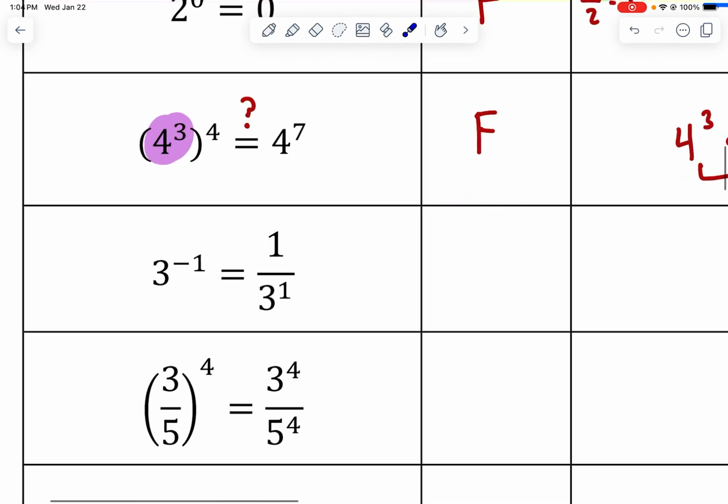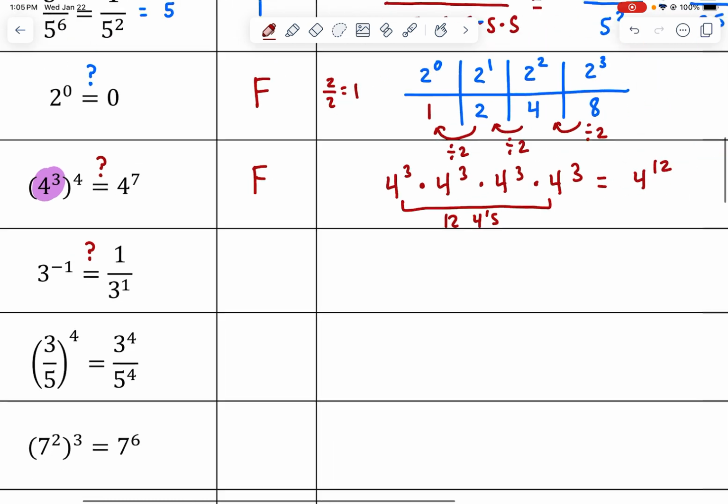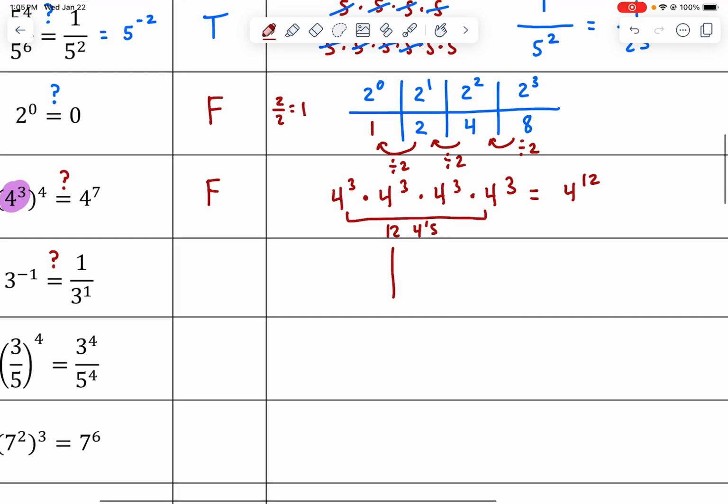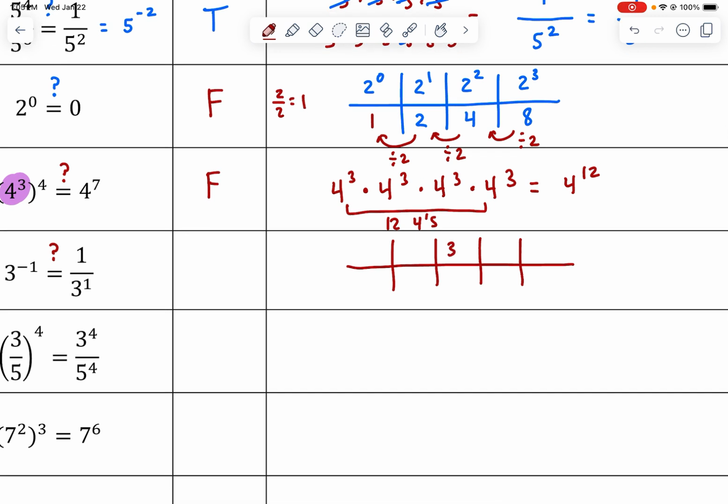Here we have 3 to the negative 1 is equal to 1 over 3 to the 1. We want to know if this is true or false. Here, once again, we can think about setting up this table that we set up earlier for this situation. Let's just say I go ahead and do that. And let's just say I started with 3 to the first power. That is 3. 3 to the second is 9. 3 to the third, if you plug that in a calculator, will give us 27.